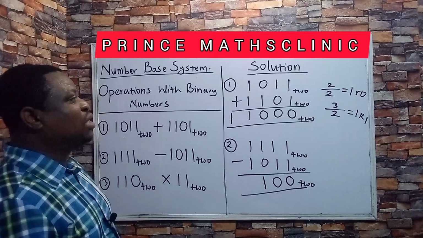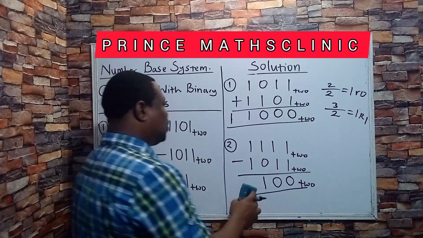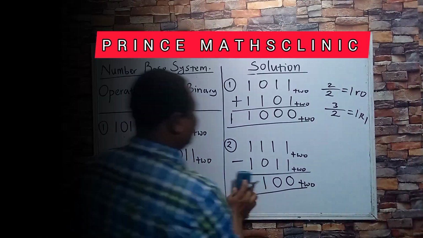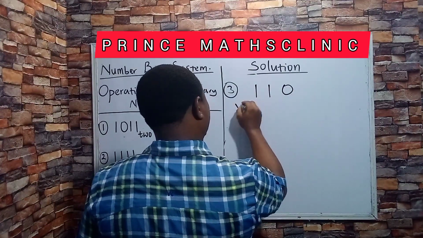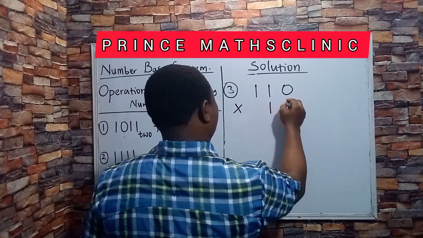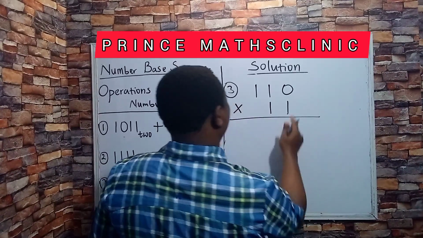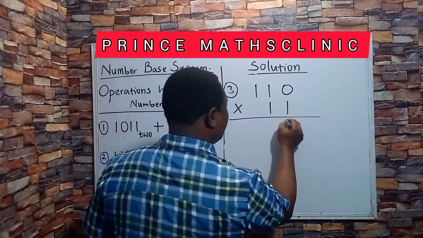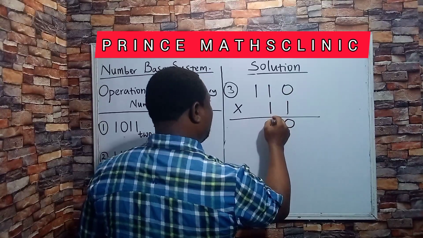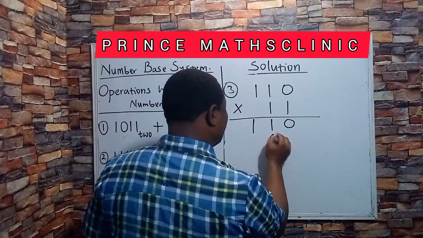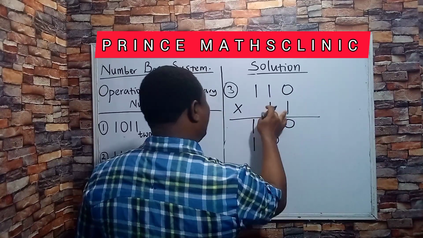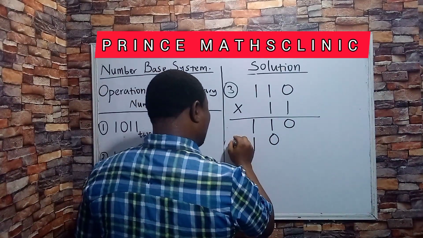Now let's move on to this third operation, that is multiplication. So 1 times 0 will give you what? 0. 1 times 1 will give you 1. 1 times 1 will give you 1. 1 times 0 will give you 0. 1 times 1 will give you 1. 1 times 1 will give you 1.